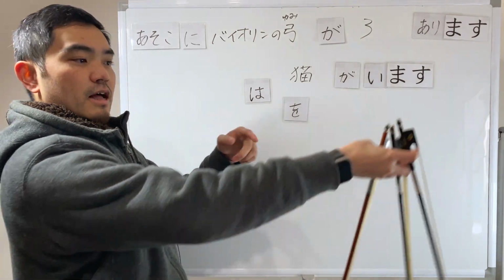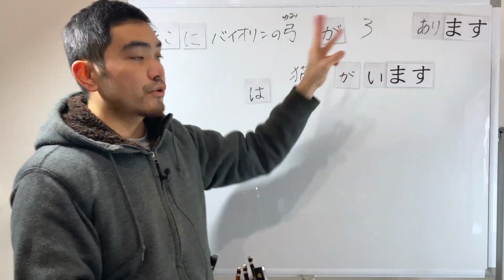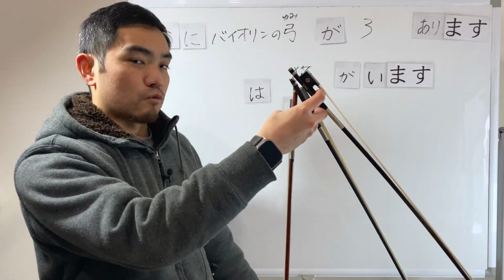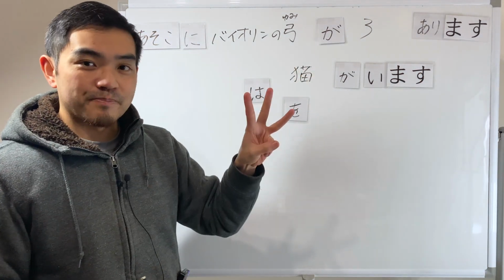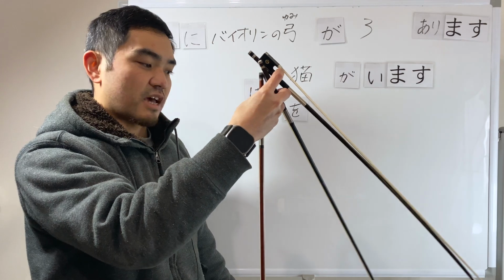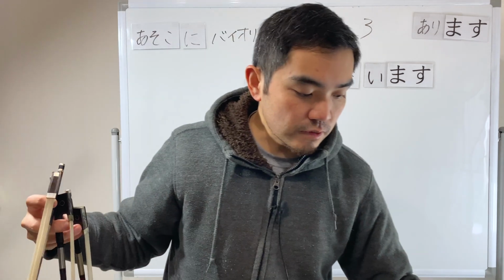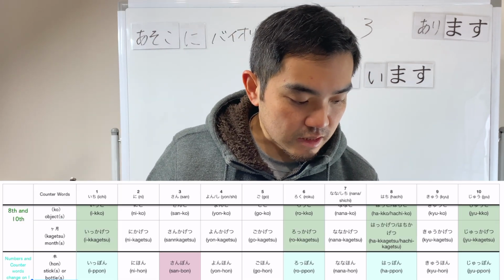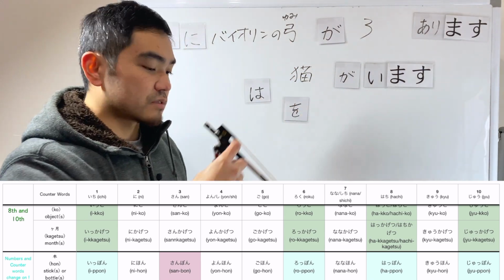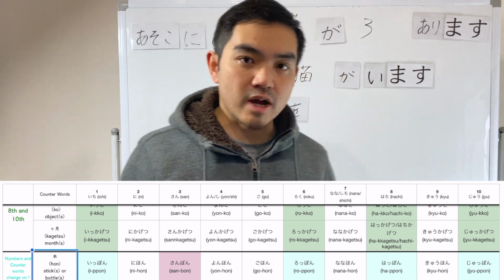So, あそこに、バイオリンの弓、the violin bow が3, right? あります。Because these are not alive. I wish they're alive, but 3, right? So, this is how you say the numbers with the counter words. So, counter words, you look for the counter words and it looks like sticks, right? So sticks or bottles, 本, right?